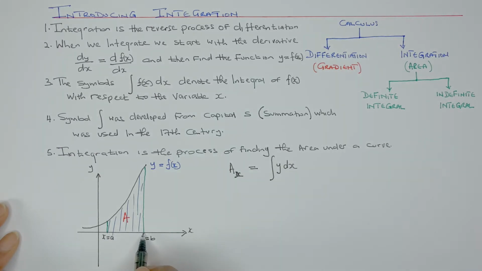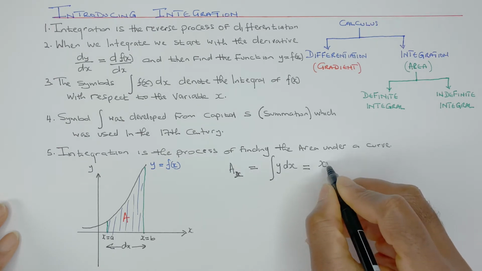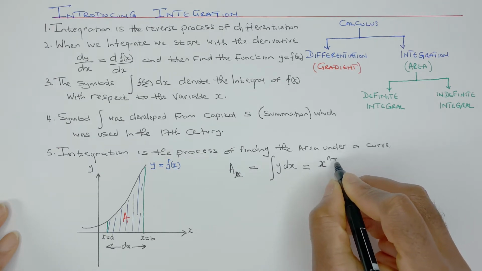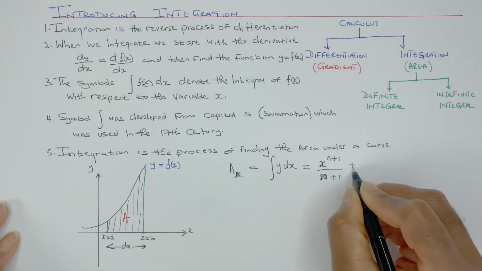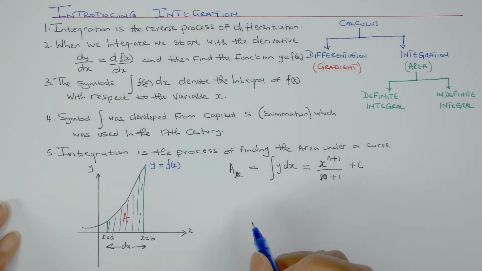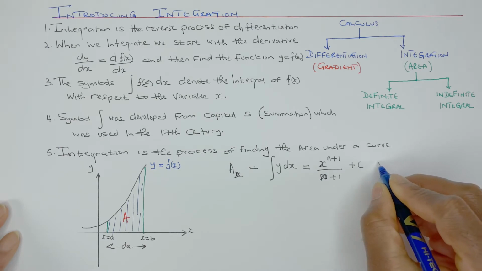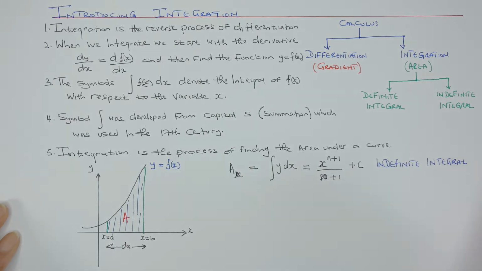This equals x to the power of n plus 1 over n plus 1, plus c. And this is called the indefinite integral. Indefinite means infinity. So that means you can integrate the whole area of the function to infinity.